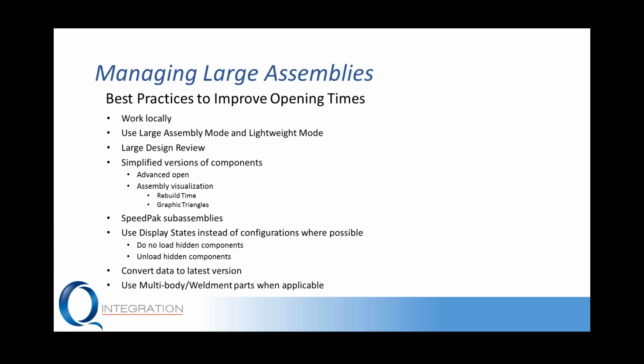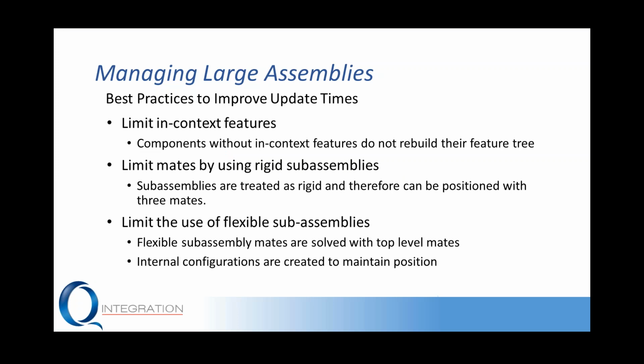So those are some best practices to help us improve our opening times, but what if we're making some changes to the assembly? How can I reduce the time it takes to update those? Well, here's a couple best practices to keep in mind. We can limit our in-context feature use. If we have components without these in-context features, we don't need to rebuild their feature tree each time that we jump back and rebuild the assembly. It's also important for us to limit the amount of top-level mates. And we can do this by using rigid sub-assemblies.